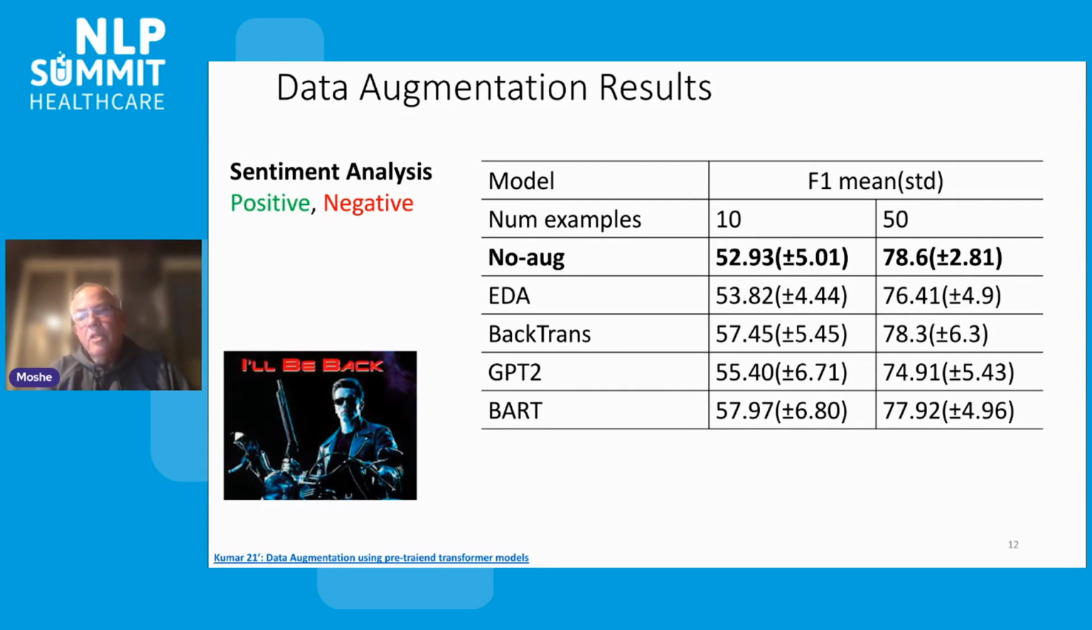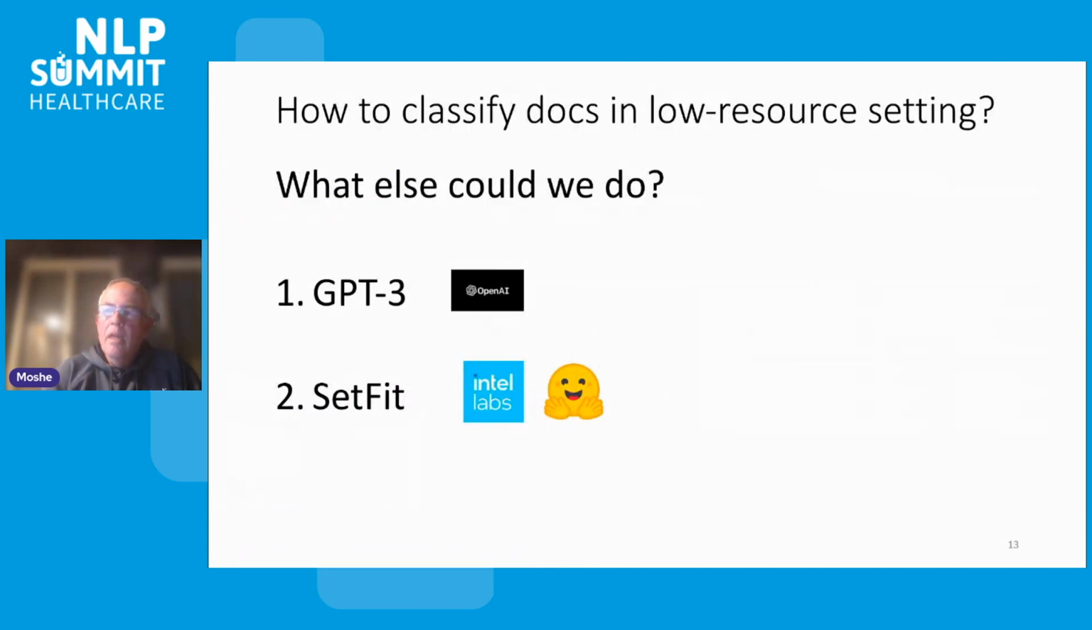Sadly, data augmentation doesn't work well. It improved performance only in some cases, as you can see here on the 10 sample example, and the improvement is not very significant. And in some other cases, it even hurts the accuracy, as we can see here for the 50 examples case. So the question is, what else can we do?